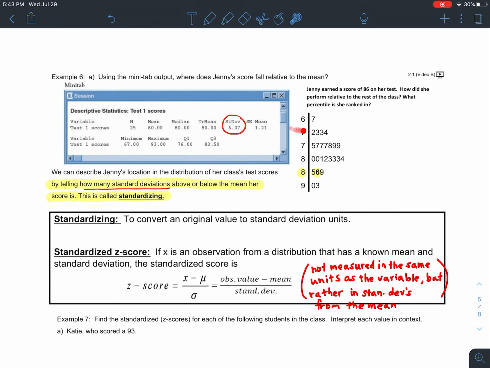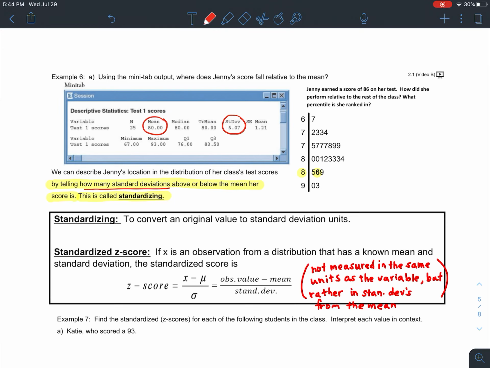That means typically if you were to randomly select one score at random from this class, in general, the scores are falling about 6.07 points from the mean. Okay? That's typically how far off they are, 6.07% from the mean. Okay. All right, and here's the mean of Jenny's class. 80% was the average. Okay.